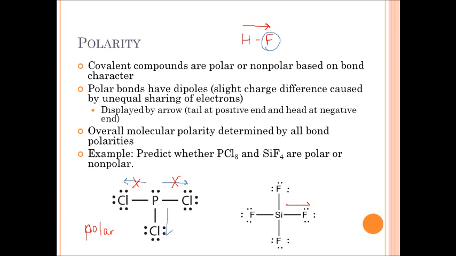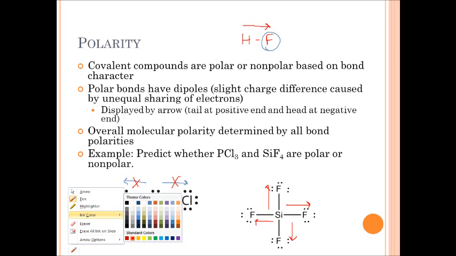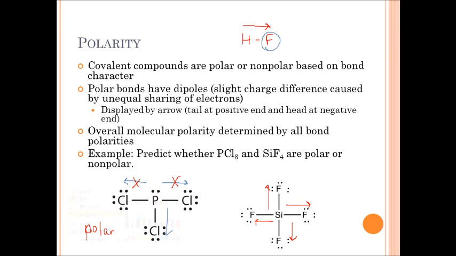Now, let's look at silicon tetrafluoride. In this case, fluorine is going to be more electronegative than silicon. So I'm going to draw my bond dipoles all pointing out towards the fluorine. Okay, here's the deal. Again, it's the same element, so the ones pointing up and down are going to cancel. The ones pointing left and right are going to cancel because it's the same magnitude, just opposite directions. So now in this case, because we have no bond dipoles left, we're going to consider this nonpolar.